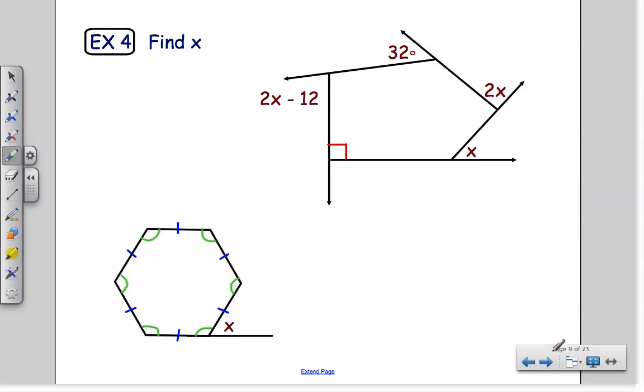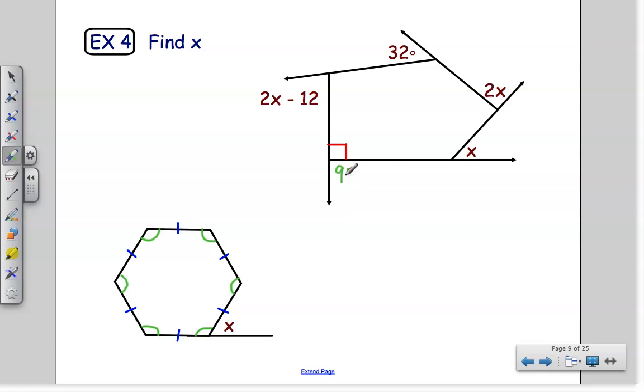And let's do some examples here. So find the measure of angle x. 32 degrees, exterior angle. 2x minus 12, an exterior angle. 2x, exterior. x is an exterior. Well, this would be 90, right? Because this is 90, and these two add up to 180. Oh, that's another thing to talk about. Every exterior and interior angle add up to 180, right? Exterior and interior, a linear pair, add up to 180.